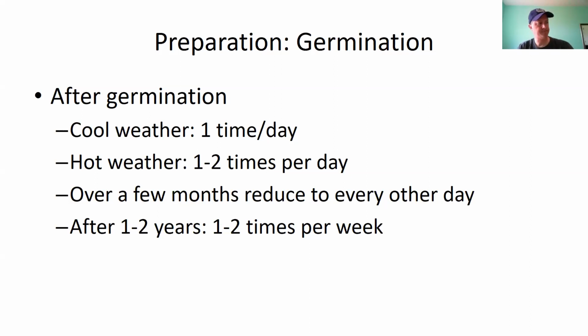And after about a year or so, you should be able to get away with watering probably twice a week so that water penetrates into the soil 6 inches to a foot. But it will take about a full year for Kentucky bluegrass and other cool season grasses to get fully established.